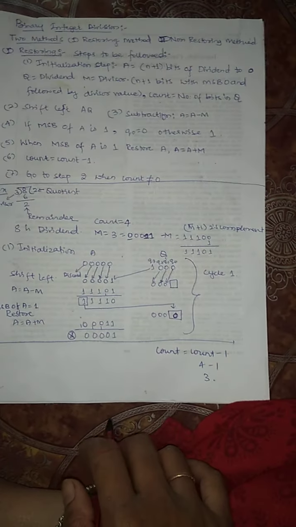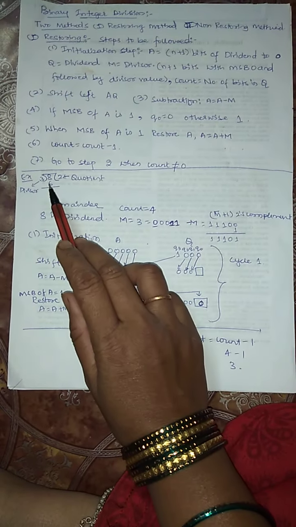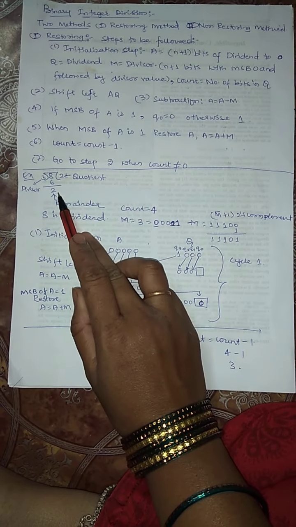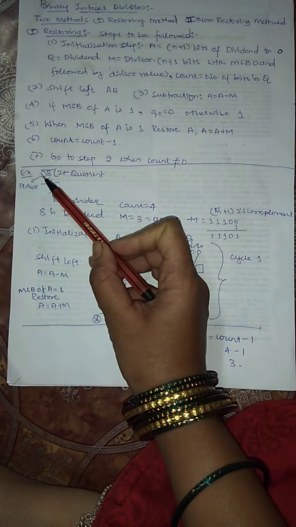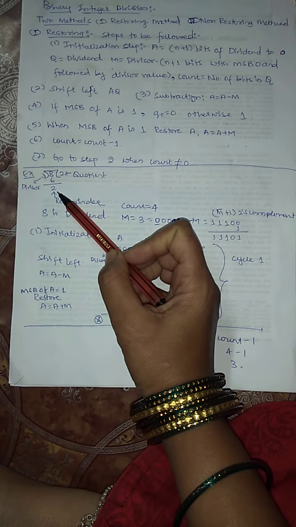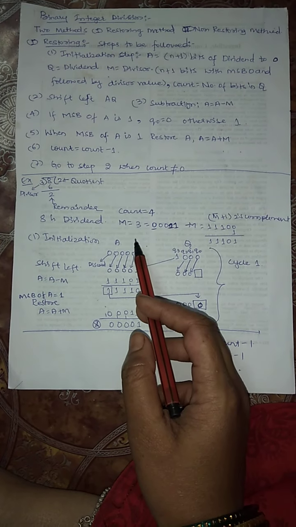So let us take one example so that it will be very easy for understanding. I want to do the division here, 8 divided by 3. 3 2s are 6 and 2 will be remaining. So here 3 is the divisor, 8 is the dividend, 2 is the quotient, and this 2 is the remainder. So let us do first the initialization step.